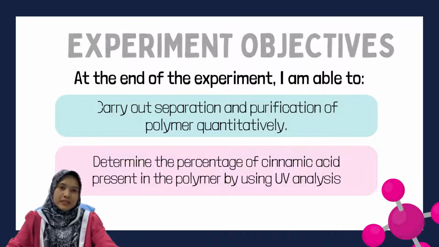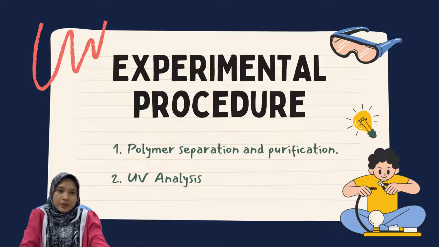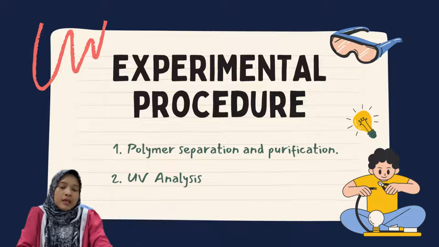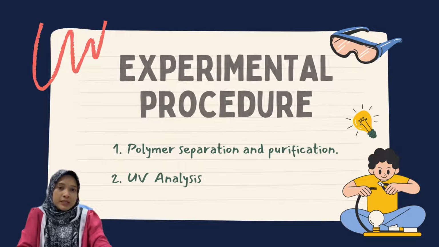The procedure for this experiment was divided into two. The first one is polymer separation and purification, and then the polymer sample will undergo the second one, which is UV analysis.